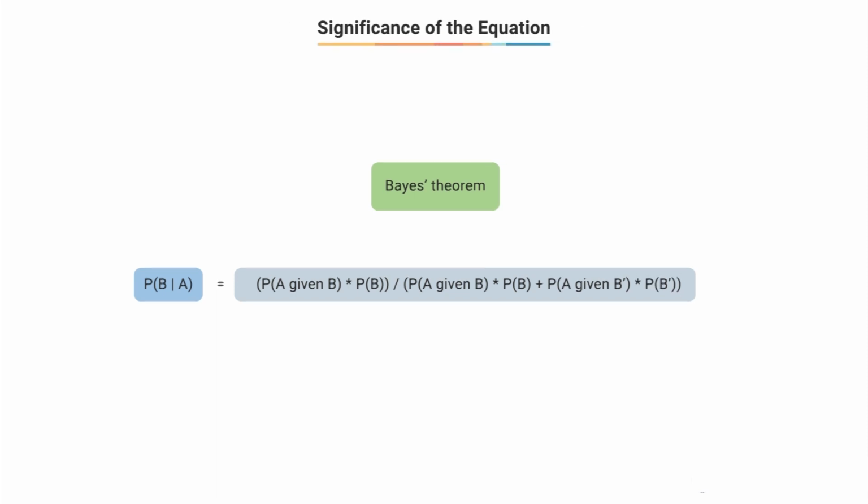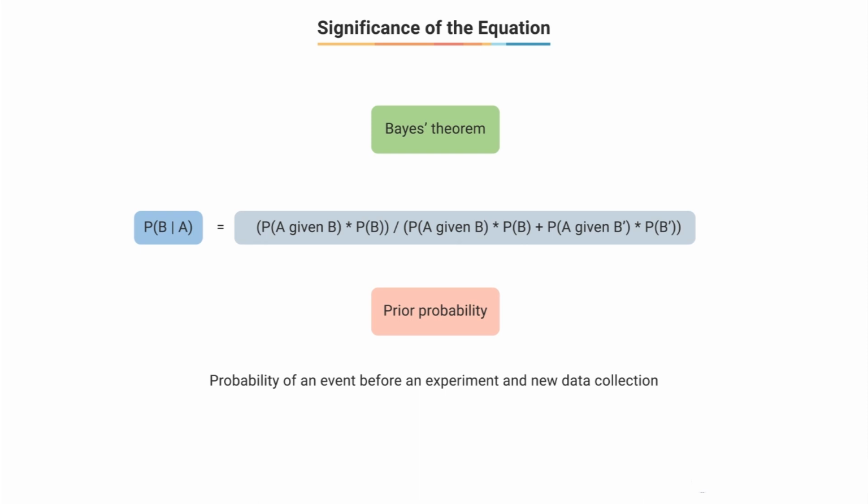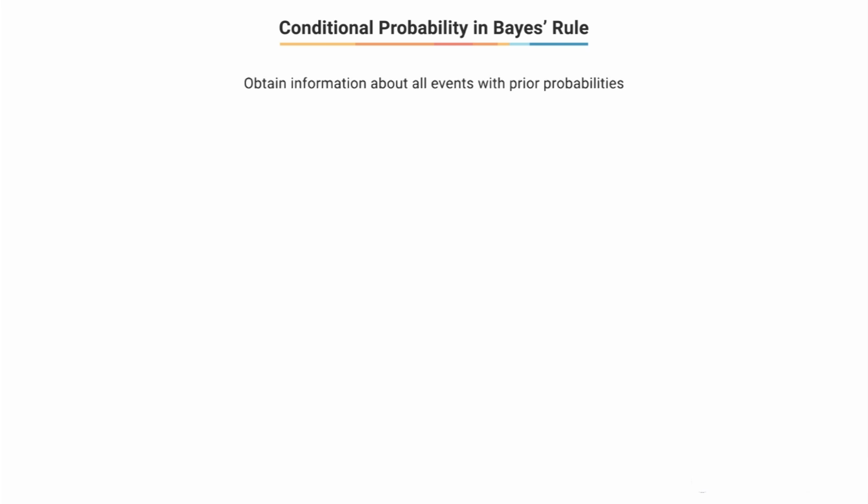Now let us try to understand the significance of this equation. Generally, we start off with a set of initial prior probabilities. You can say that prior probability is the probability of an event before we did our experiment and collected our new data. In our case, the probability of event B, which was the probability of a female developing breast cancer, is the prior probability. This value was 0.01 or 1%, and we knew this because of our past. Then from certain sources, we obtained new information about all the events for which we had the prior probabilities.